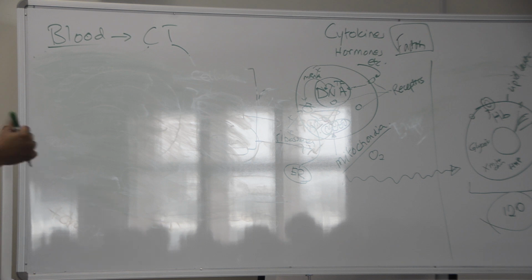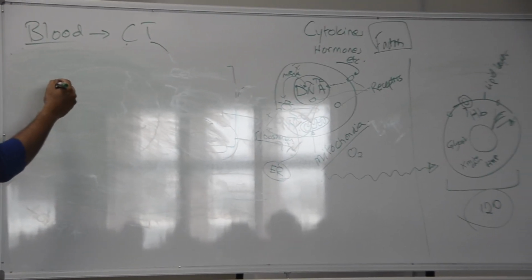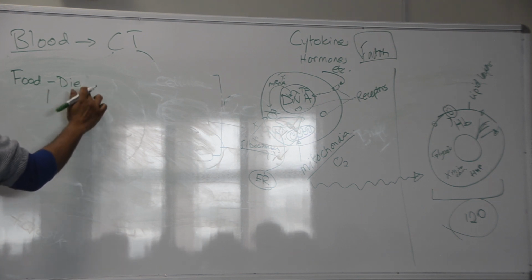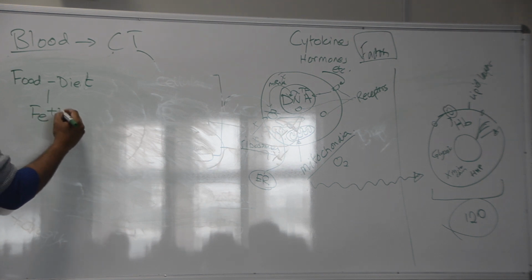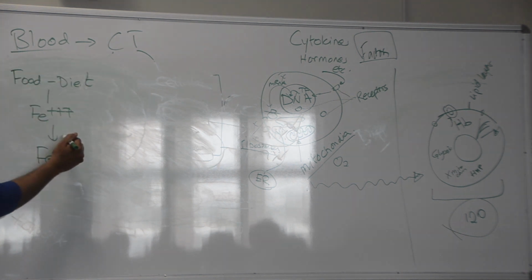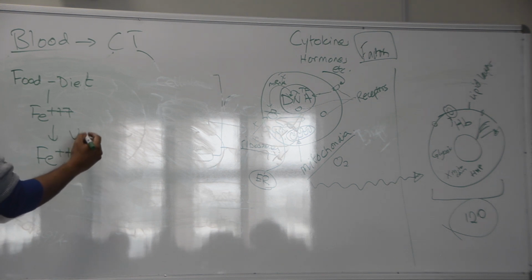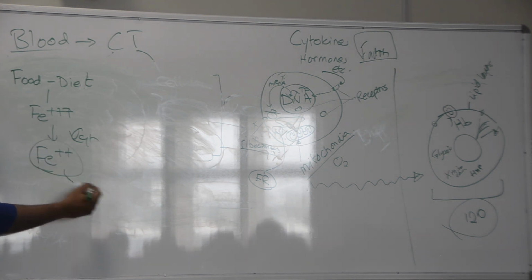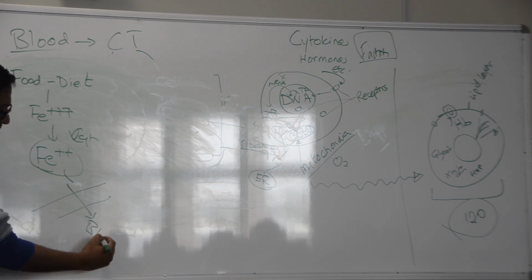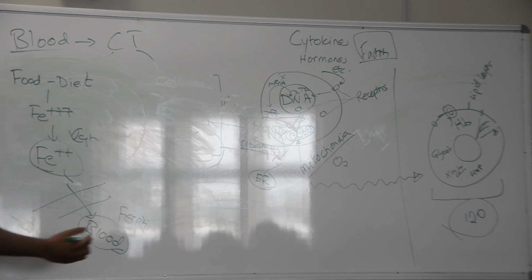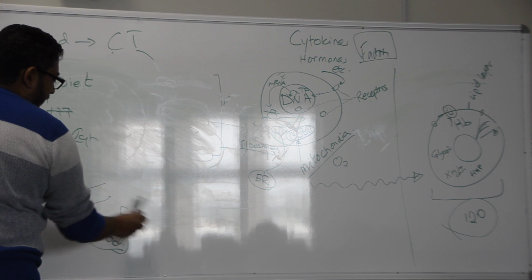So iron metabolism, since you guys know, please guide me. From food. Food and diet. It is taken as Fe3+, and then converted to Fe2+. What happens to this then? The gut goes through, fine. Blood. What in the blood? Transferrin.